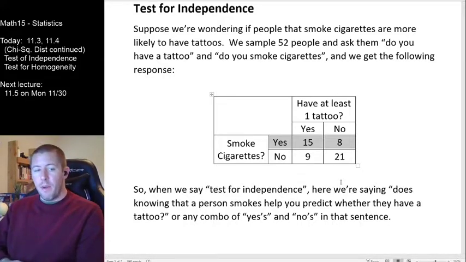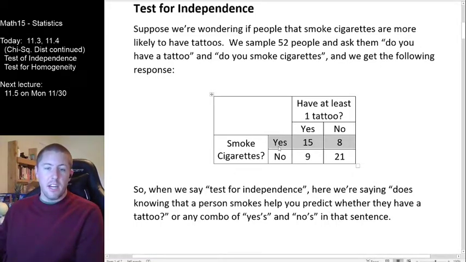Based on this table that we're looking at, I'm going to say definitely yes. It looks like of the cigarette smokers, there's almost twice as many that do have a tattoo as don't have a tattoo, right? If that was 16, we'd have exactly twice as many with tattoos as without tattoos. Very similarly, if you knew that a person didn't smoke, it looks like there's more than twice as good a chance that they don't have a tattoo than if they do.